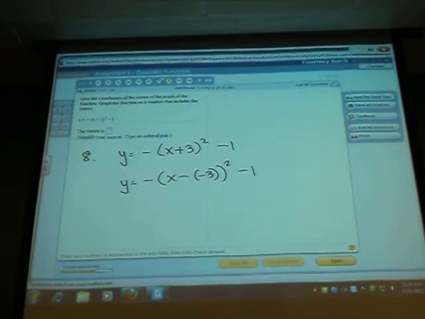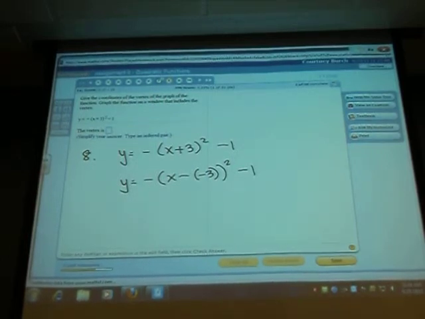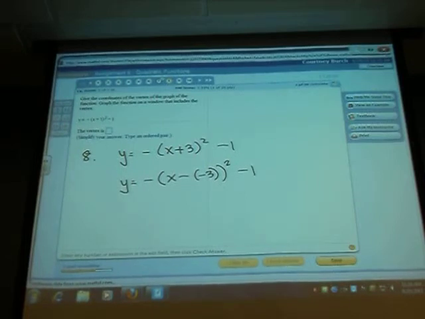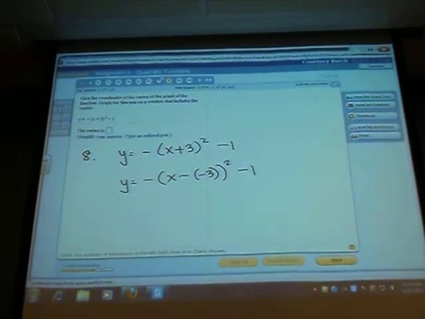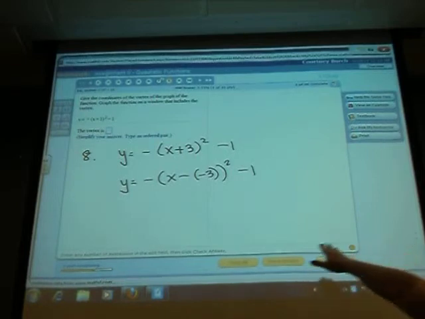The reason why you don't distribute is the order of operations: exponents are first. The square outside those parentheses would keep me from taking that negative inside. You'd have to square all that out before you could distribute, and you don't ever want to do that. So we can think of it this way because then we can compare it to our vertex form.